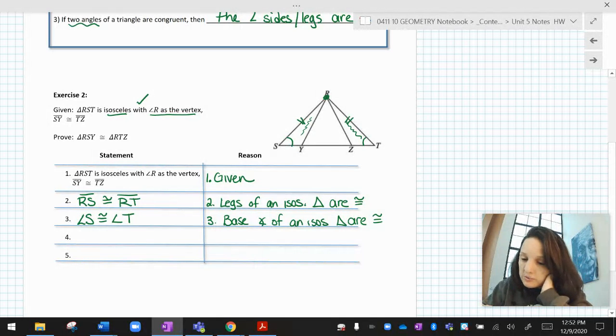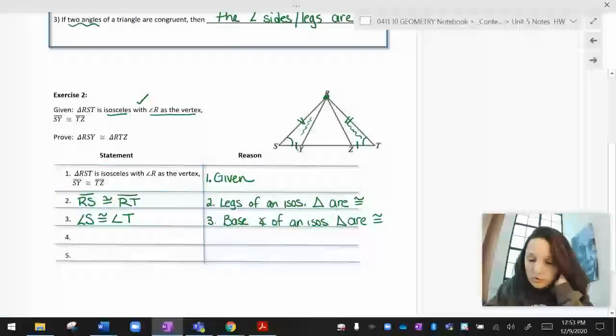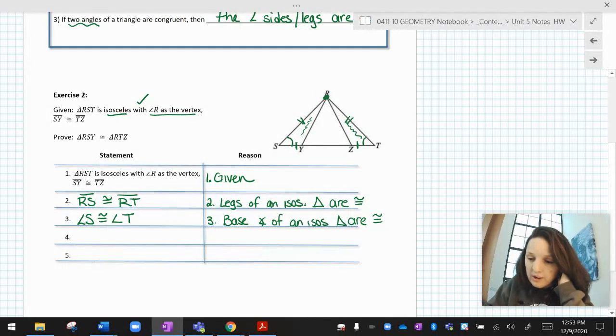And now SY equals TZ. So let me mark that as well. SY equals TZ. Got it. Oh, and you know what? Look at that. I have a side, an angle, and another side. And over here I have SAS also. Sweet. There's an SAS, so I know that triangle RSY is congruent to triangle RTZ by SAS.